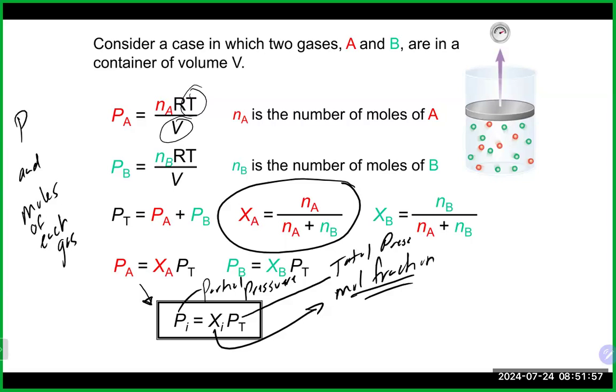I will say the ideal gas law is probably the most common way, but in a limited information situation, the partial pressure equals the mole fraction times the total pressure is a good way to go. Any questions on that?